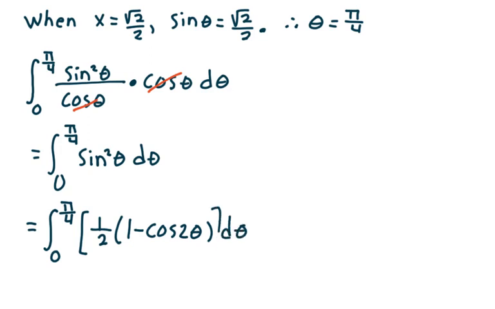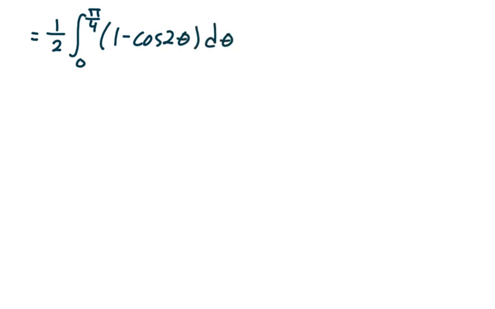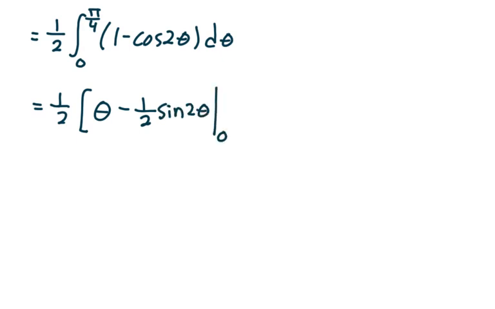Now I'm going to pull the 1/2 out in front. So this is 1/2 the integral from 0 to pi over 4 of 1 minus cosine 2 theta d theta. So this is 1/2 of theta minus 1/2 sine 2 theta evaluated from 0 up to pi over 4. I love definite integrals. The fundamental theorem of calculus is very important, okay?